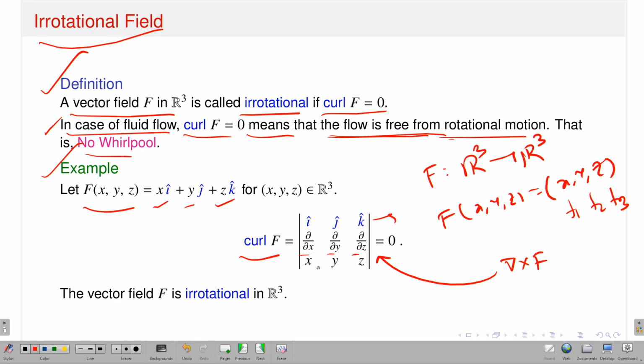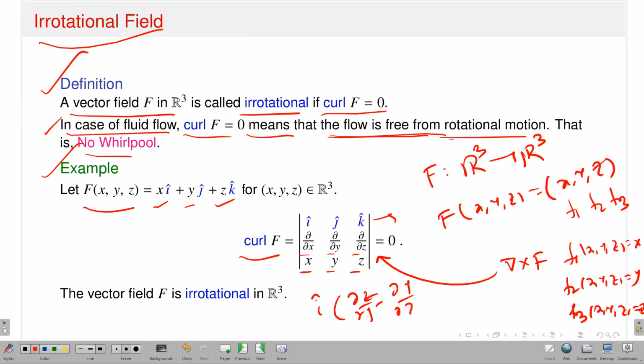So, F1 is nothing but a function. F1 of x, y, z is x, F2 of x, y, z is y, and F3 of x, y, z is z. That is the corresponding scalar field. And you just calculate the determinant formula. What will happen? The first one is i cap times del z by del y minus del y by del z, and which is what?